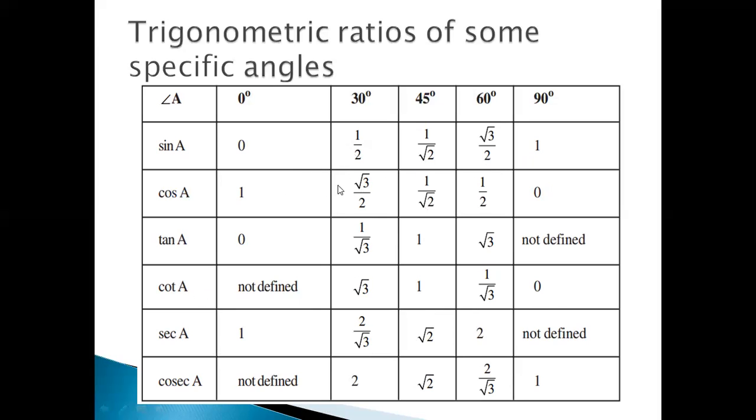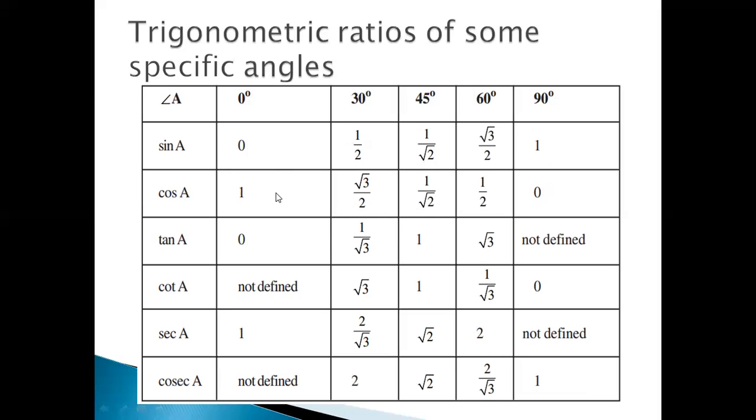So children, once again I'm telling, if you remember these sine values, you can write all these values simply. Sine 0 is 0, sine 30 is 1 by 2, sine 45 is 1 by root 2, sine 60 is root 3 by 2, sine 90 is 1. Simply write in the reverse order for the cos.